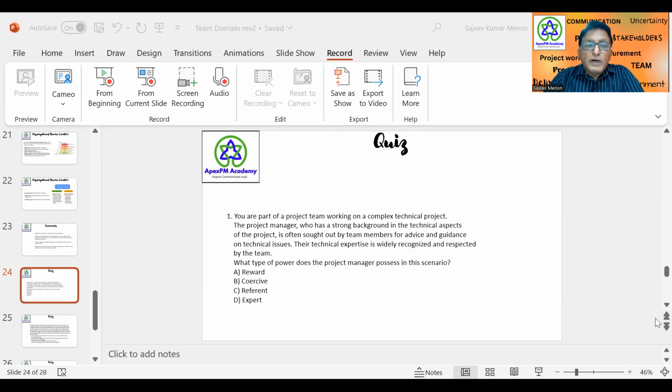The first question: you are part of a project team working on a complex technical project. The project manager, who has a strong background in the technical aspects of the project, is often sought out by team members for advice and guidance on technical issues. Their technical expertise is widely recognized and respected by the team. What type of power does the project manager possess in this scenario? Is it A, reward, B, coercive, C, referent, or D, expert? At this point, you can pause the video, read the question once again, and select your answer.